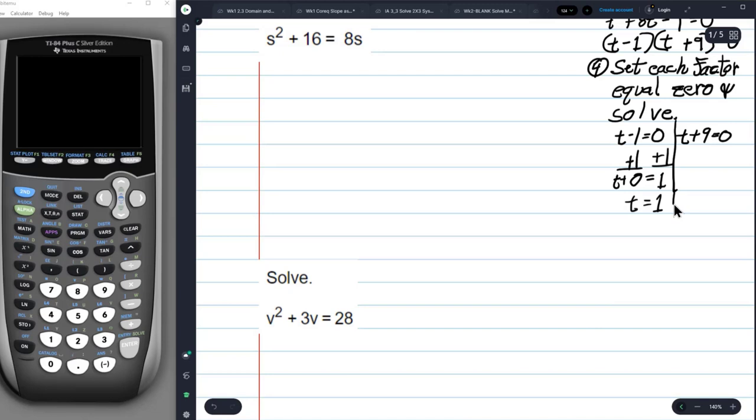Now we go over here and do the same thing. I need to solve for t, so I subtract 9 from both sides.